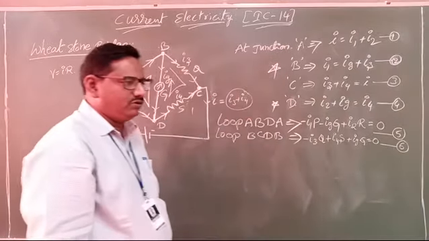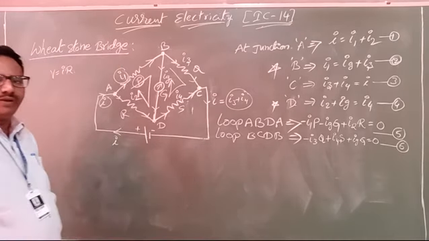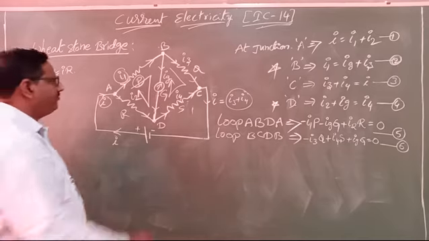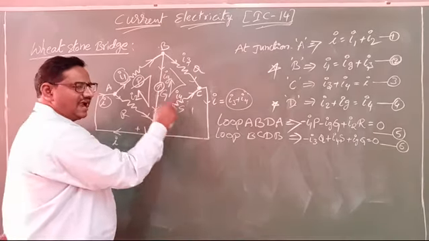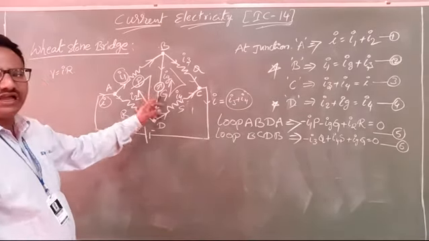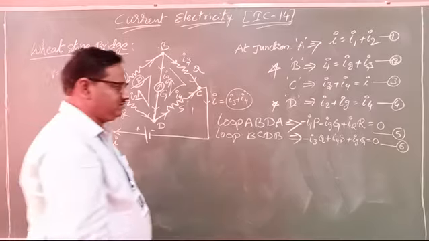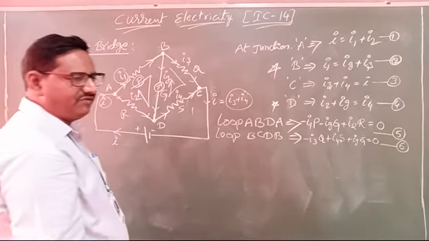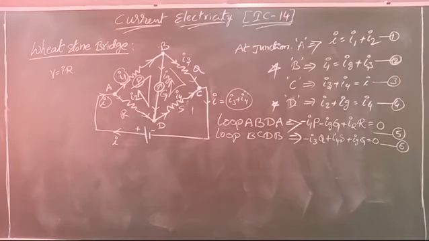Now, for the bridge to be said to be balanced, what do we want to do? We will adjust the resistances until the galvanometer shows zero deflection. Up to that, we will adjust the resistance values.